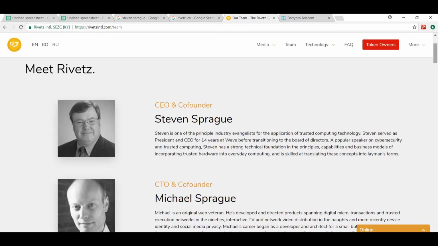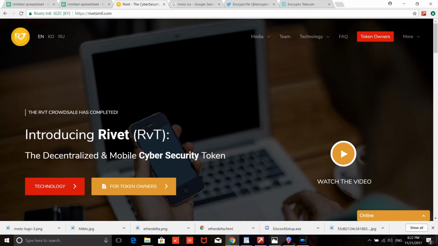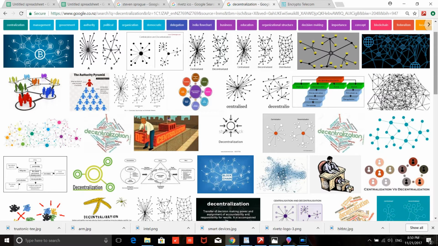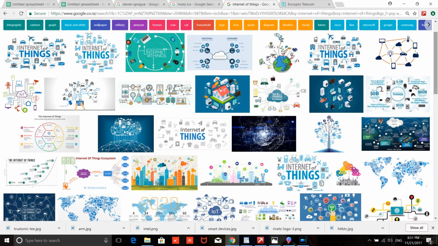Rivetz co-founder Stephen Sprague has been a developer of the TEE technology for over 20 years, has worked with international groups for standardization, and has now released the blockchain and token-based system that will allow TEE technology to thrive in the coming decentralized economy and Internet of Things economy.